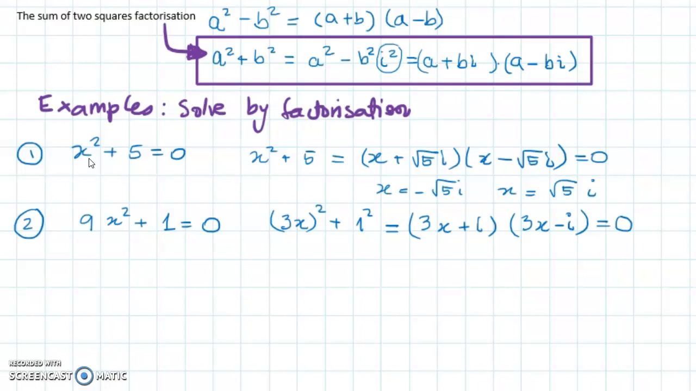By the null factor law, we have two options. Either x has to be negative i over 3 to make the first bracket equal to 0, or x has to be i over 3 to make the second bracket equal to 0. And those are the two possible solutions that we have.